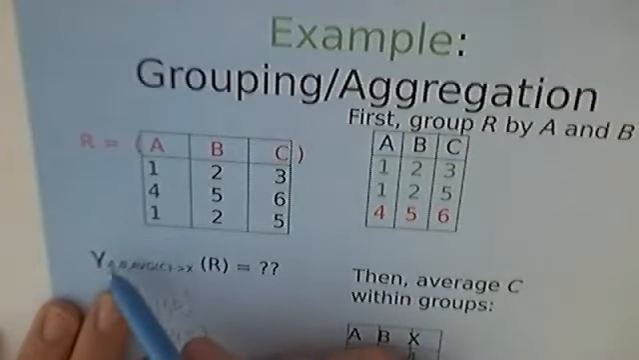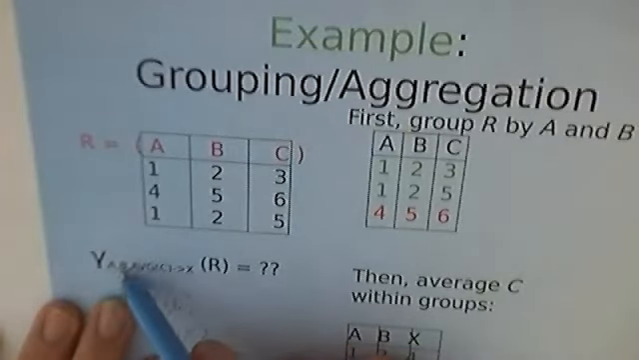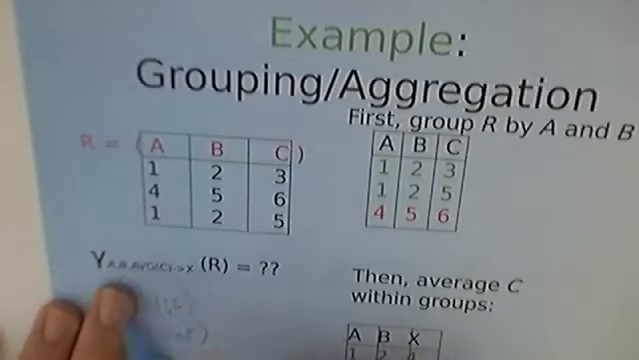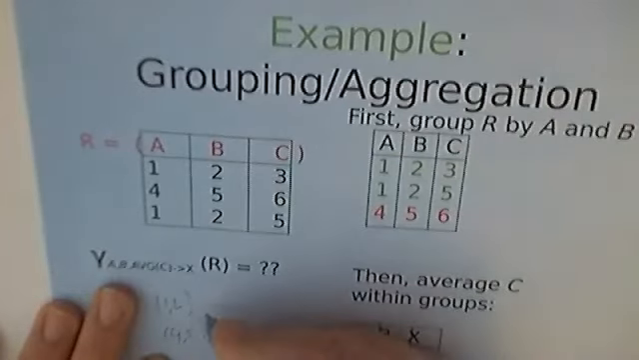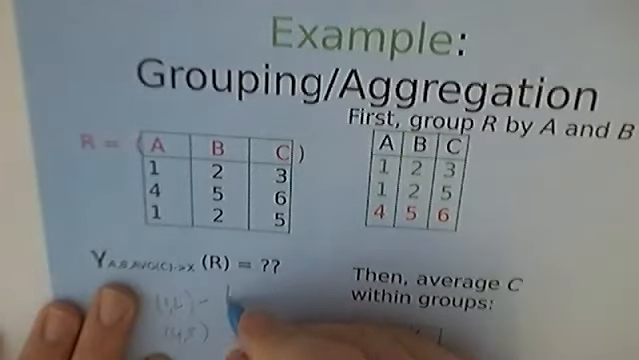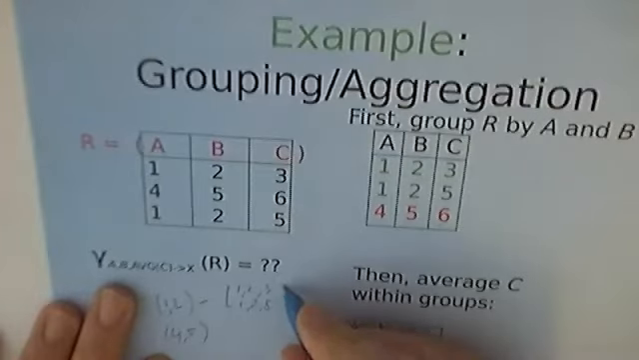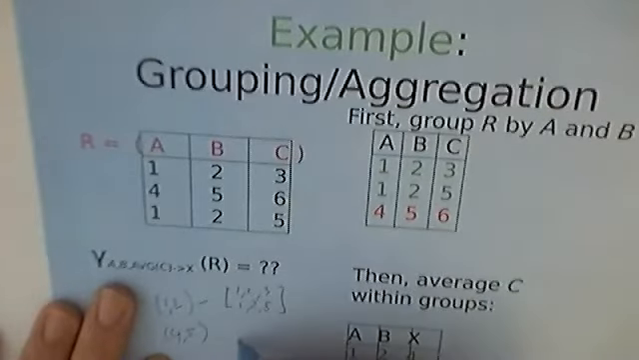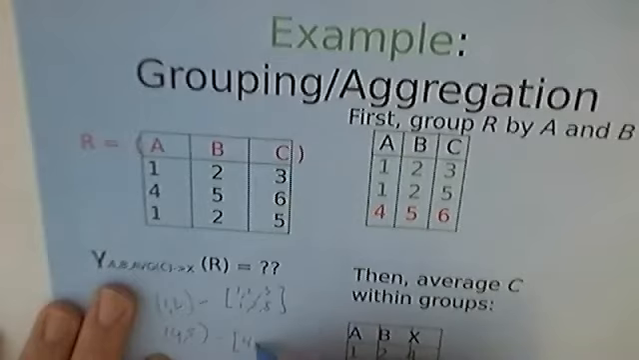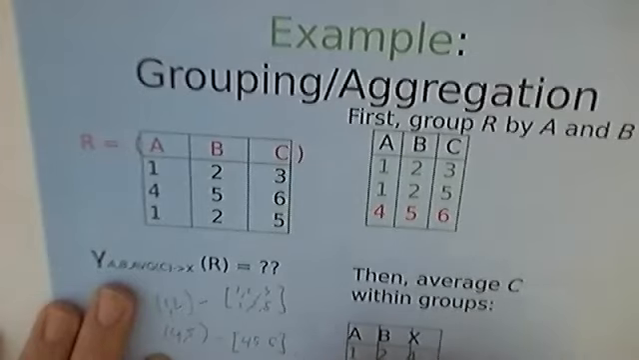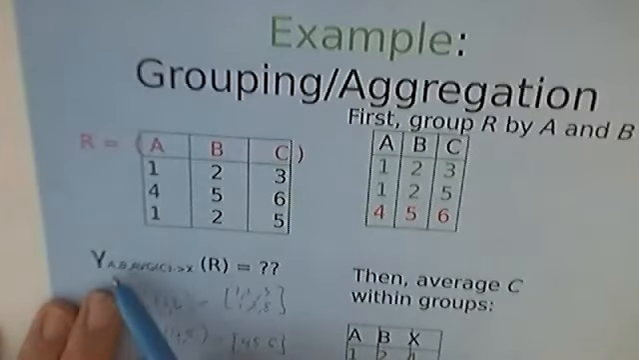So what the gamma operator does, the first thing it does is take the grouping attributes and group on those. And then once you've done that, you are forming these little subrelations, if you will. So that would be 1, 2, 1, 2, 3, and 1, 2, 5. And then this right here would be 4, 5, 6. So it forms those two groups. What the grouper does is take the grouping attributes and form a set of basic tables, which are the groups defined by these.